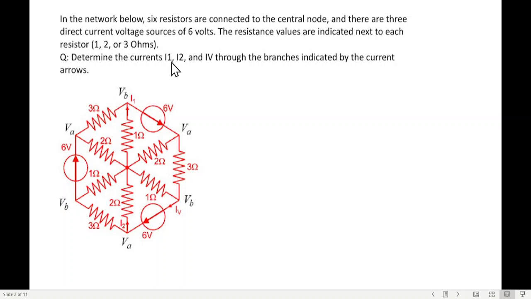Determine the current I1, I2 and IV. Now this is I2. This current is I1, this one here. And IV is this current here. So we have to find these.